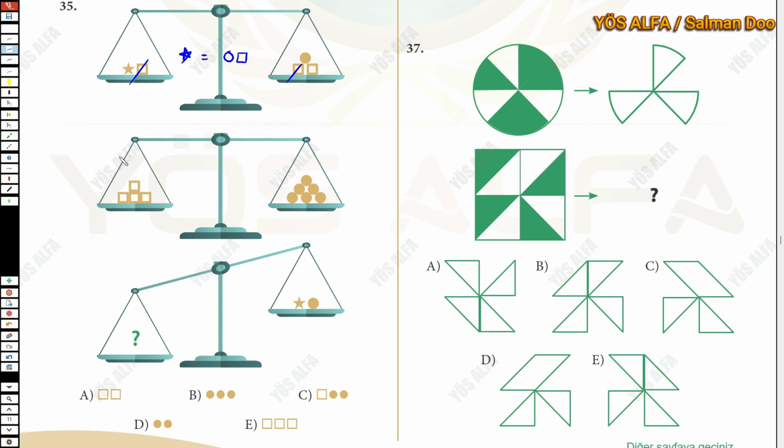From the second balance, we have 4 squares and 6 circles. They're equal, so we can cancel them out and make it this way: 2 squares is equal to 3 circles. Okay, now which one is heavier compared to this?